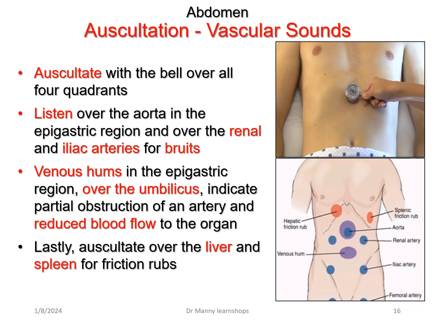Auscultation also involves vascular sounds, and you auscultate with the bell over all 4 quadrants. You listen over the aorta in the epigastric region, over the renal and iliac arteries, and you're listening for bruits. Venous hums in the epigastric region over the umbilicus may indicate a partial obstruction of an artery and reduced blood flow to an organ. Lastly, you auscultate over the liver and the spleen for friction rubs. You can look at the diagram to determine the landmarks.